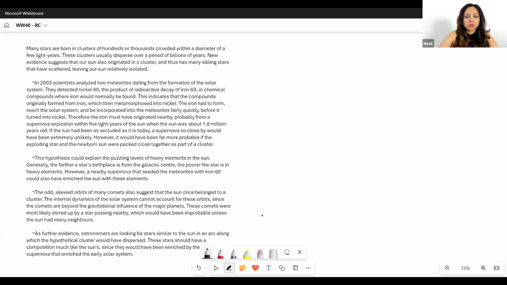All right. Many stars are born in clusters of hundreds or thousands crowded within a diameter of a few light years. Now, someone who has a science background, for them, it's very easy to understand, but there are still some basic things that people should know. A little bit of literacy of every topic is required, as we've discussed in GMAT before. So, many stars, and we should know that the sun is also a star, right? And are born in clusters of hundreds or thousands crowded within a diameter of a few light years.